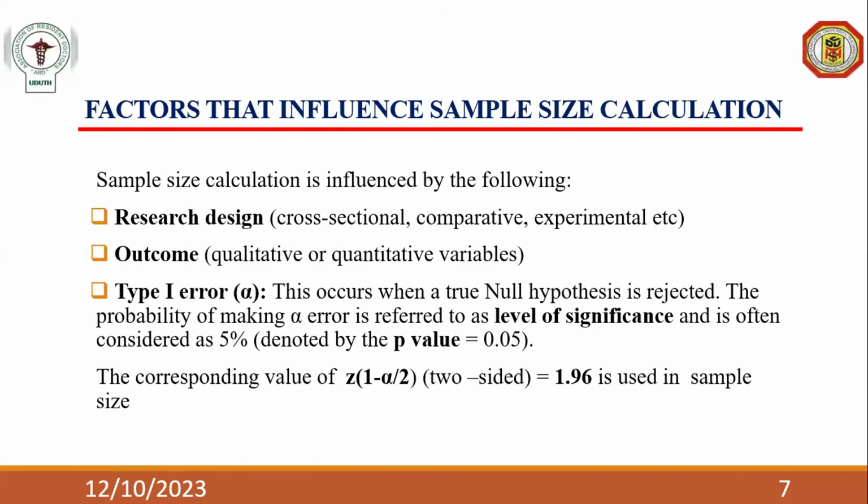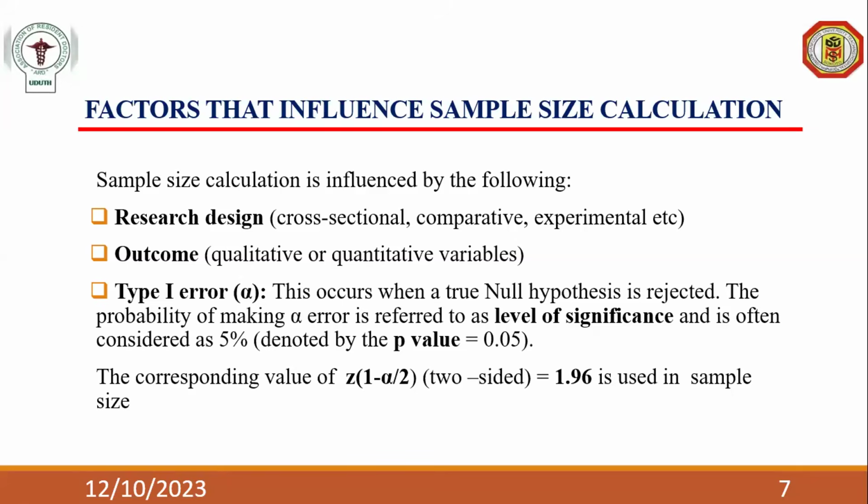Because if you are using a cross-sectional study and you go ahead to use the formula for a case control study, then whatever you get is not a true representation of your sample, and that can affect the generalizability of your study, can affect the quality of your data, can affect everything in that study. So that is why you have to be careful of what you are using in selecting the formula. Number two, the outcome.